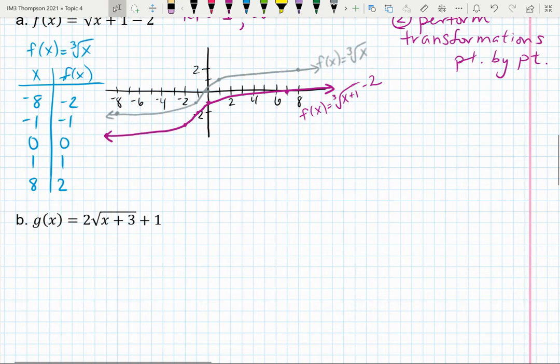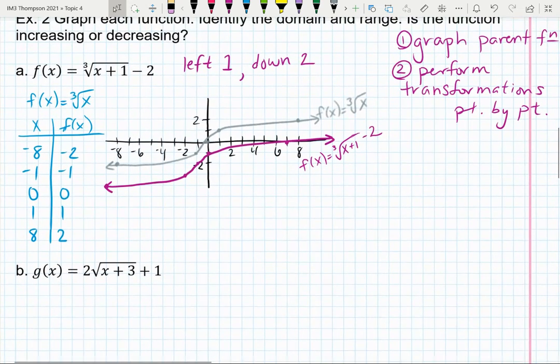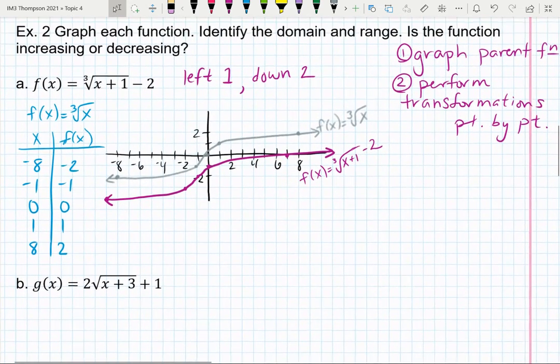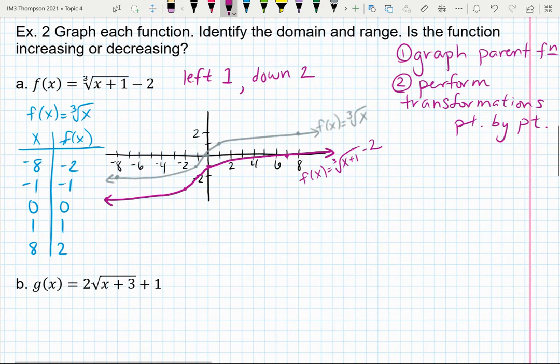I forgot to do domain, range, and increasing and decreasing for the last problem, so I'm going to go back. Sorry. So now we're looking at domain and range for the actual function that I was asked to graph, which mine is kind of this purpley color.